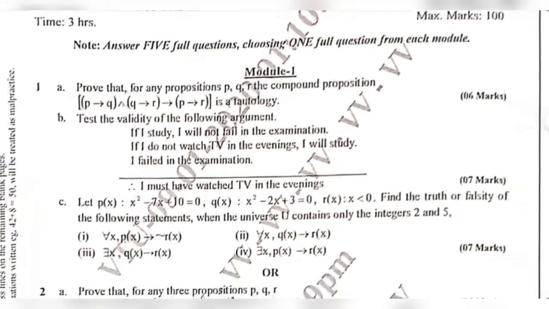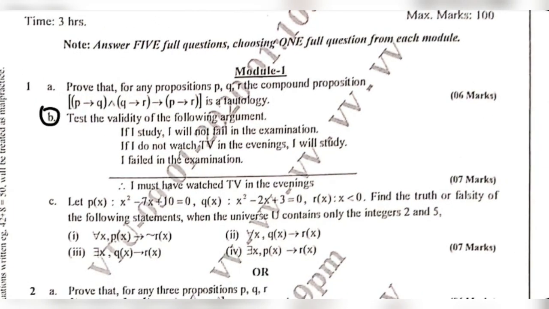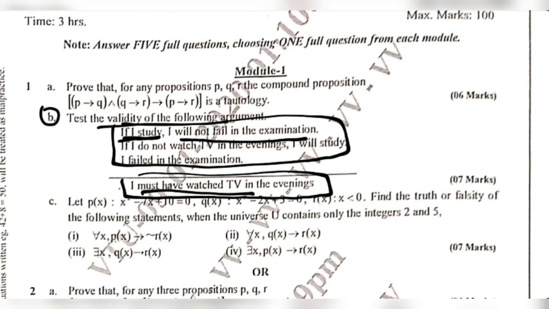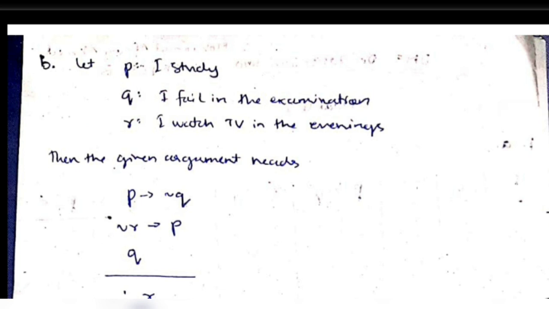Moving on to 1b, we have to test the validity of the following argument. Okay, see, 3 statements are given and the fourth is a conclusion. So these 3 statements can be divided into 3 parts. See, I study can be taken as one sentence, I will fail in the examination will be taken as a second sentence, and I watch TV in the evenings can be taken as a third sentence. Then after that we'll try to write the equations and simplify it. Okay, so the 3 sentences which we take here are P, Q and R.